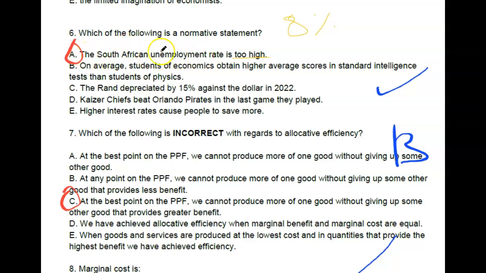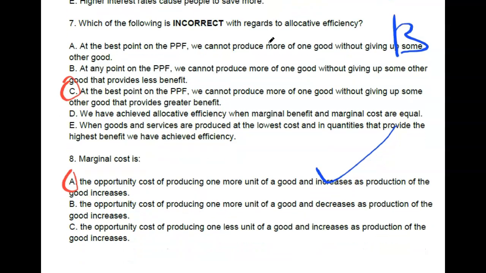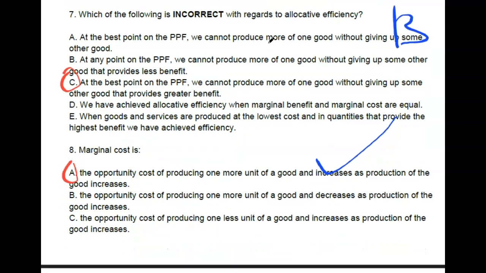It'll be a different case if the total unemployment rate is 10%. That can be tested. That'll be positive. But because, based on the unemployment rate, somebody is making a judgment, an opinion, and saying it's too high, that is an opinion, right? So it's A. Which of the following is incorrect with regards to allocative efficiency?